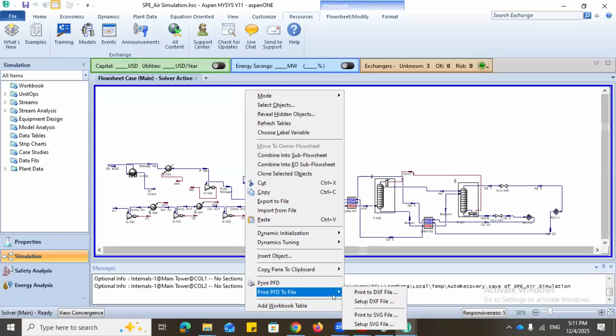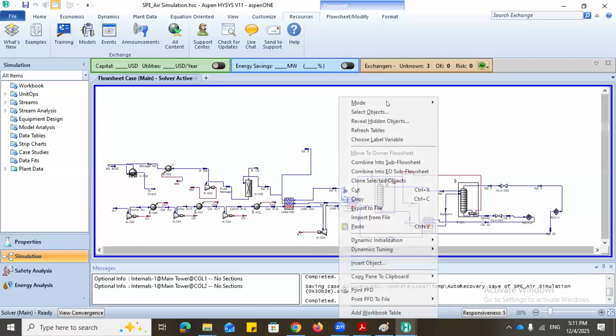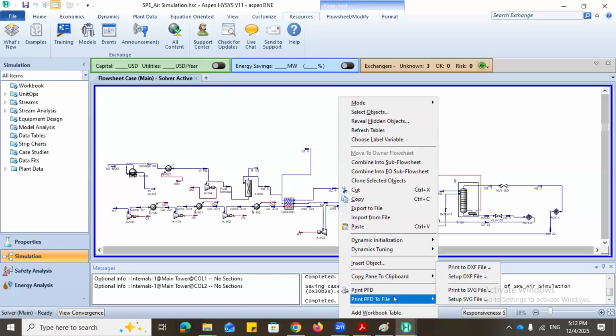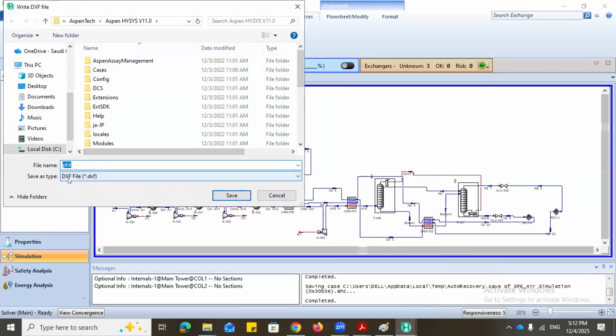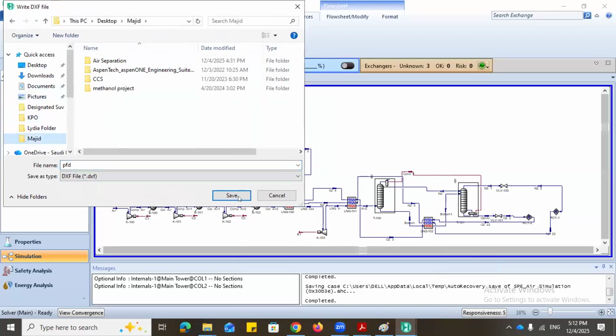So we are going to send this file now to AutoCAD by using this method. Just come over to your flowsheet area and right click. I will be a bit fast so we can cover a lot and discuss the plan for the next session. I'll come over here to print to DXF file. Then look at it, it's showing me DXF file. I can name it anything I want and come over here and save it.